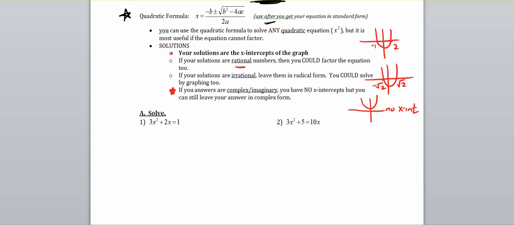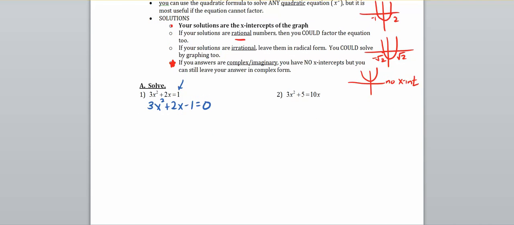So looking at number 1, if I want to solve this using the quadratic formula, one of the biggest mistakes you guys make is not putting it in standard form, because right now that 1 is on the other side of the equation. The first step I want to do is make sure that I subtract the 1 over and set my equation equal to 0. So put it in standard form.